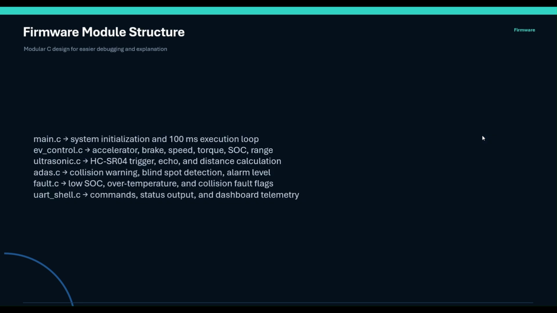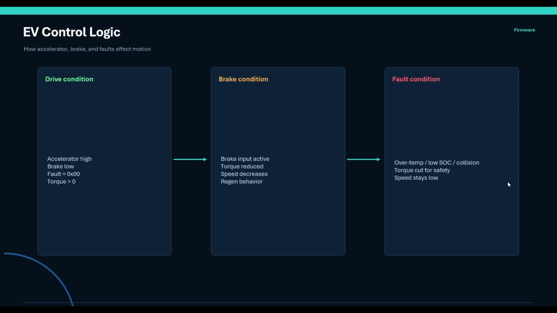The firmware is divided into modules. Main.c controls the application sequence. EV_control.c handles vehicle behavior. Ultrasonic.c handles distance measurement. ADAS.c makes the warning decisions. Fault.c manages fault flags. UART_shell.c handles UART commands and telemetry output. This modular structure makes the project easier to debug and explain.